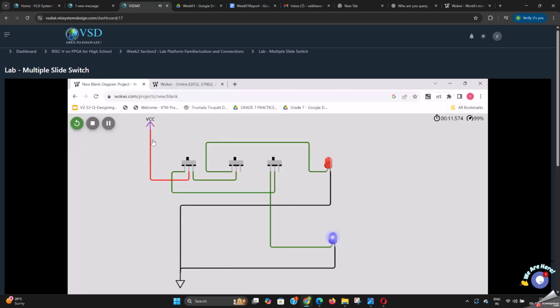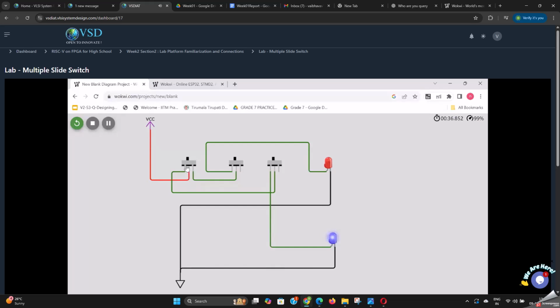So from VCC, you are seeing that it is coming to this switch, and this is the normally on position of this switch, which is connected to this. Again, this is a normally on position of the switch. So two normally on contacts are connected. So this is glowing. Correct?